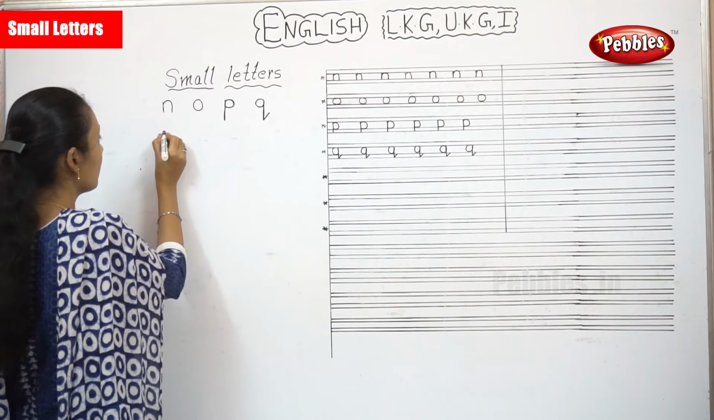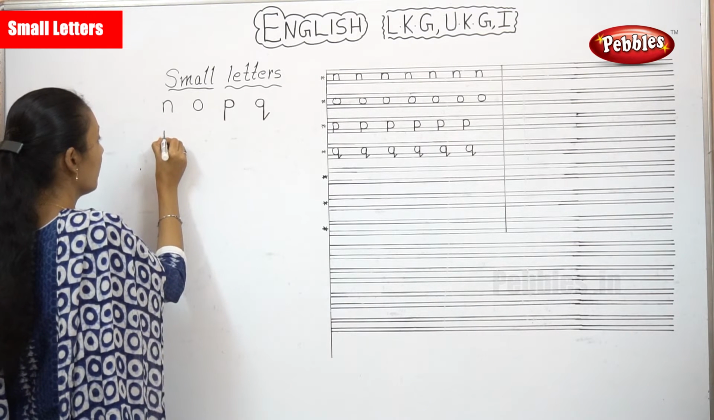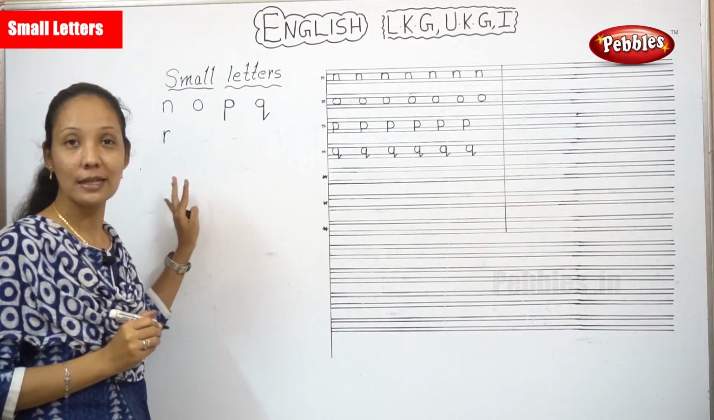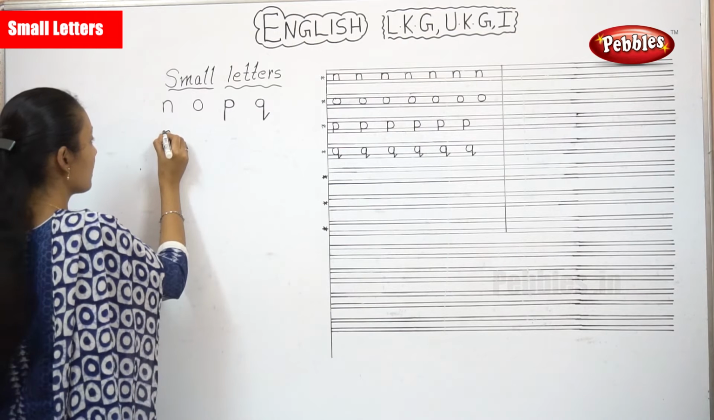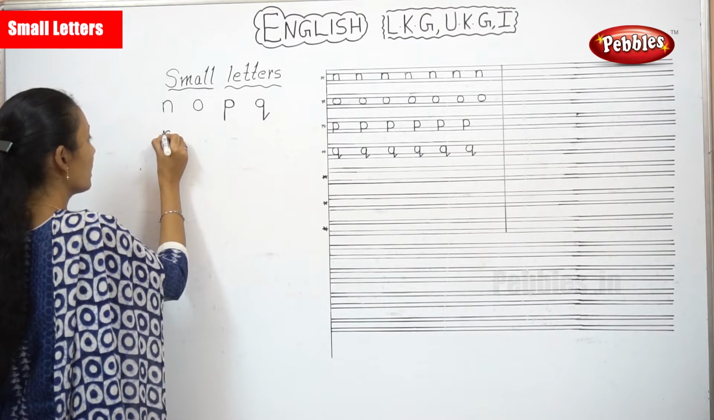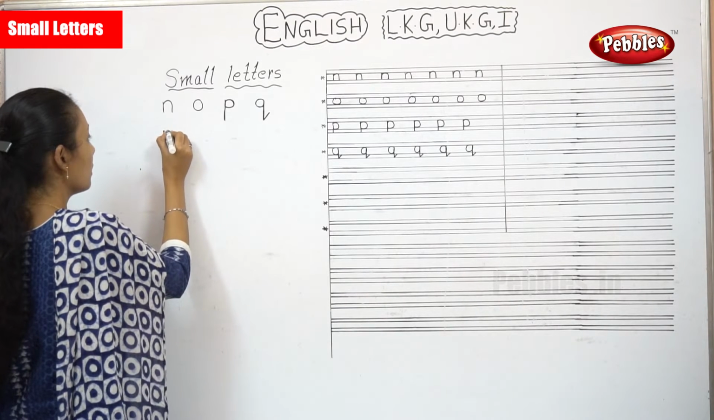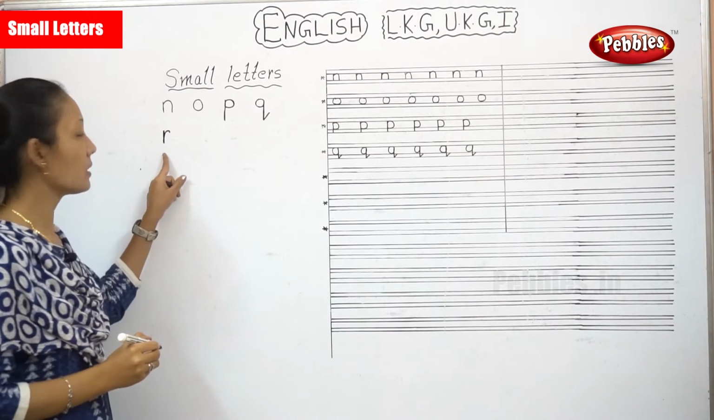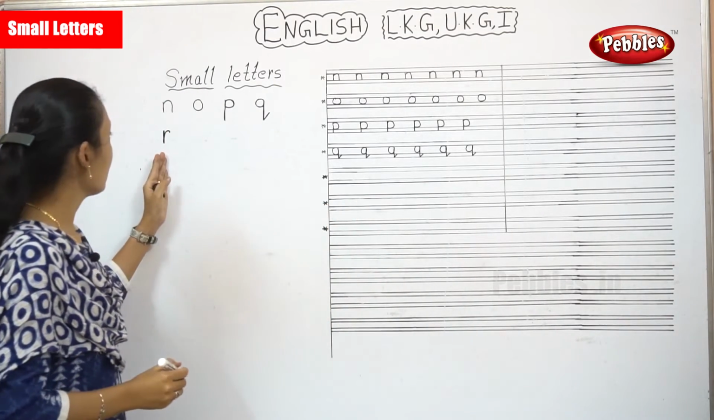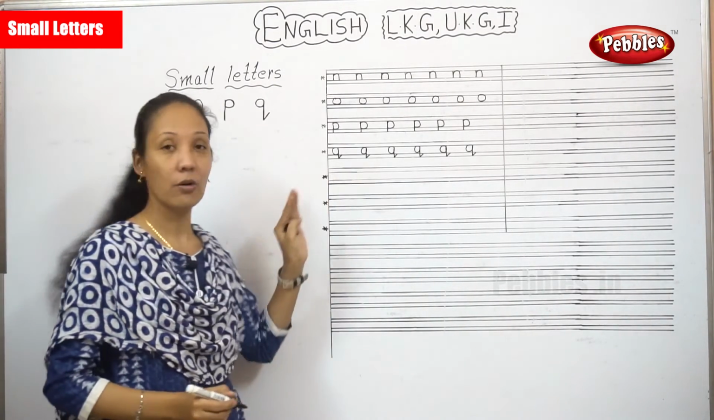Now you will write a standing line, and you will come up. R. What is this? Small letter R. Sorry, it's a straight line, not slanting line. Okay, it's a straight line, and just an up curve on top. This is called small letter R. Now, can we see how to write R in your 4 lines?